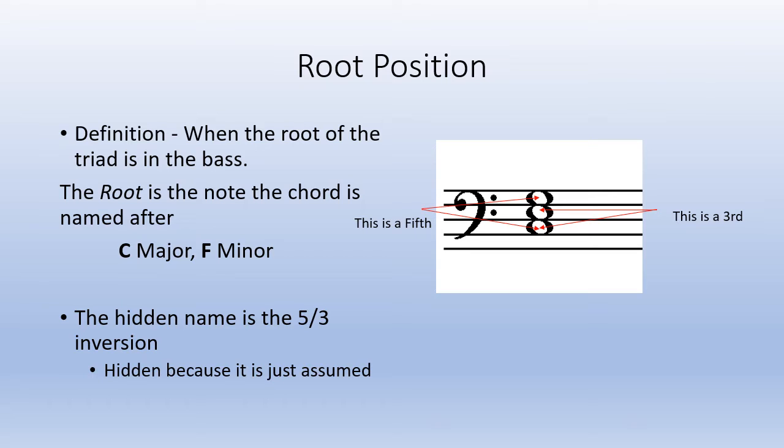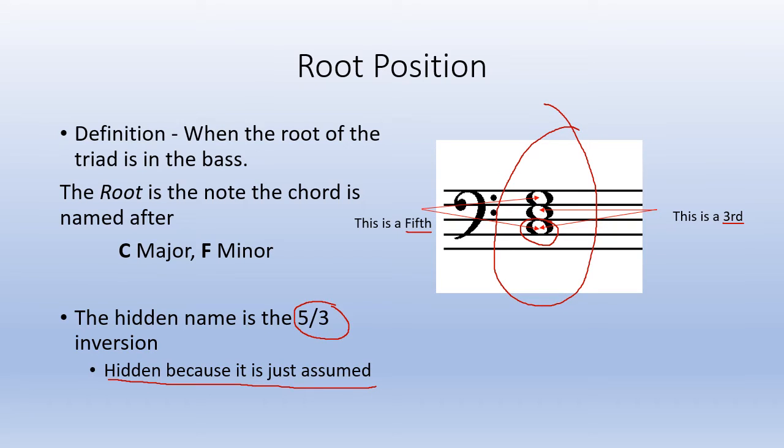So to review root position, that's just where the root of the chord is in the bass. So if you look over on the right here, you have a C major chord in bass clef, C, E, G, and C is in the bass. So this is a root position chord. The abbreviation or the hidden name would be 5-3 because we have the fifth and the third. However, it's hidden because that's just assumed.